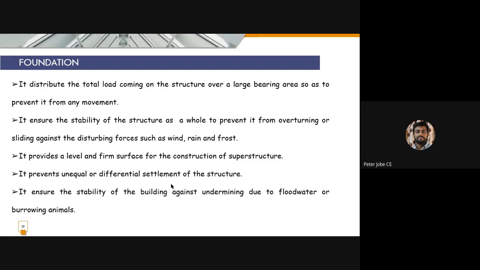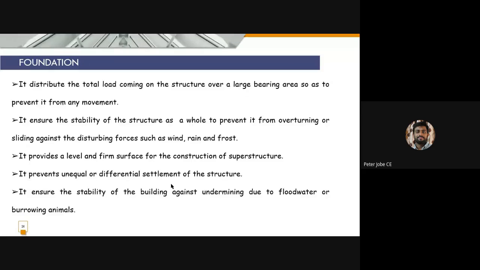In differential settlement, the four corners might settle at different levels. One corner might settle 2 millimeter, another corner might settle 12 millimeter. On the other hand, another corner might go up by 2 millimeter. That's known as differential settlement. Differential settlement is more dangerous than equal settlement. Equal settlement is also dangerous, but in comparison, differential settlement is much more dangerous. So unequal or differential settlement should be avoided.